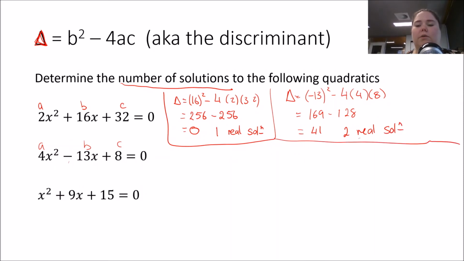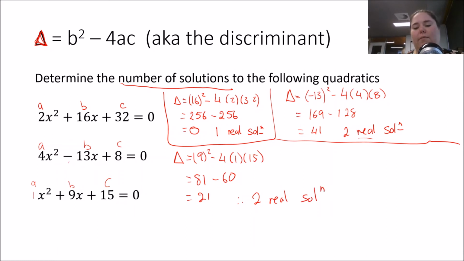Cool. We use this word real because you can have imaginary solutions. That's something that happens when you get to different axes, but we're not dealing with that, so we're always going to say we have real solutions. Okay, with our next one, A is 1 for this one, B and C. So B squared minus 4AC. So 81 minus 60 gets us 21. So therefore, once again, we have 2 real solutions because our answer is positive.